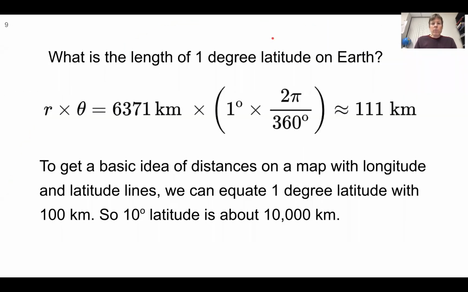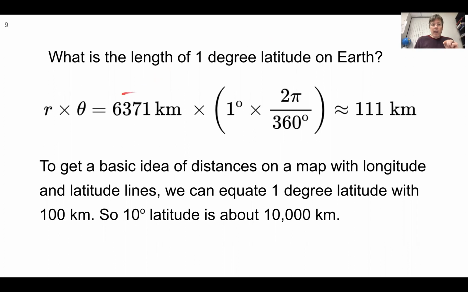This leads to this connection between a degree of latitude and distance, and this will introduce very simple equations to work with, the kind of thing we need for this class. But what is the length of 1 degree latitude on Earth? The way to do that, the formula to get that length on the sphere, is the radius of the sphere times the angle you're interested in. And that angle has to be measured in radians and not degrees.